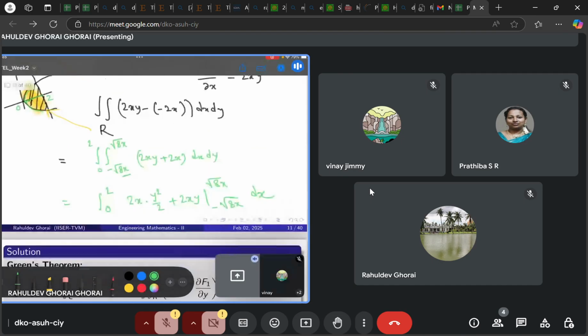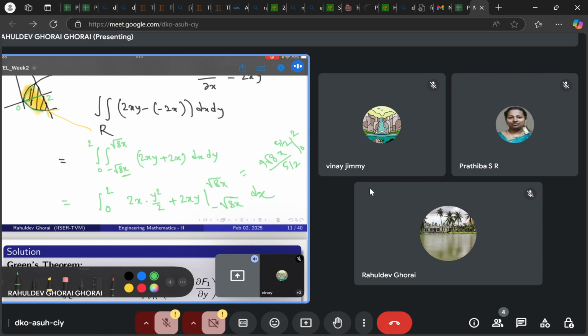So if you do this, then what you get is it will transform to 0 to 2. This one, minus square root 8x to plus square root 8x, will give you y square. First term will be 0, but second term only you will have, and that will be 4 square root 8 x to the power 3 over 2, which will be 5 over 2 by 5 over 2 times 0 to 2, right?